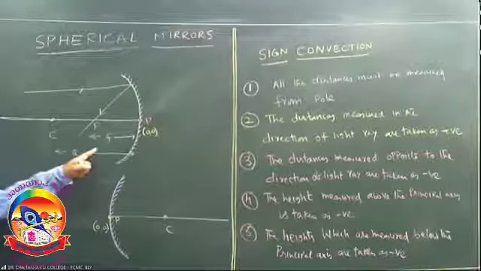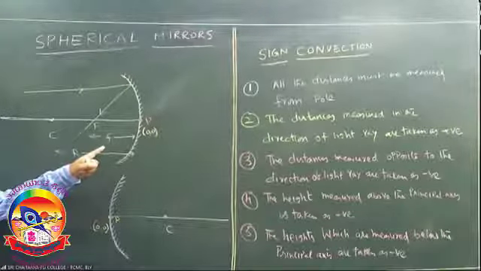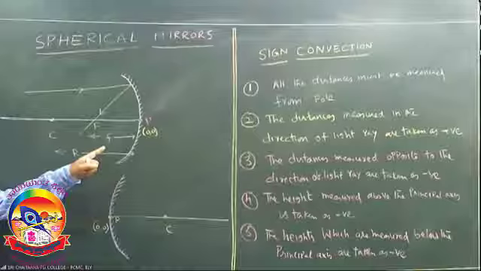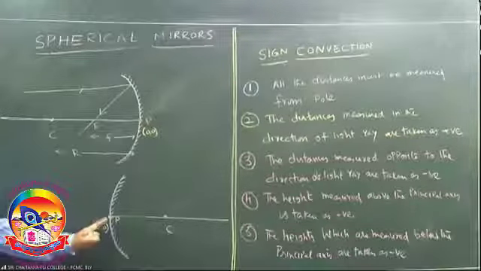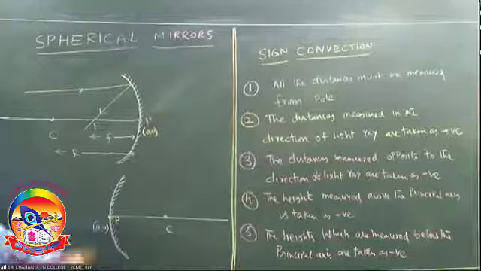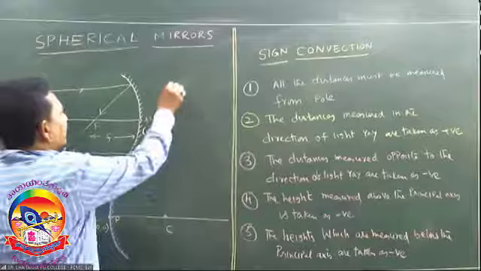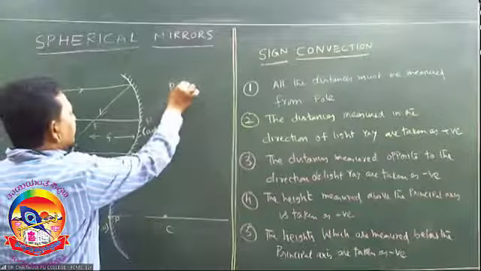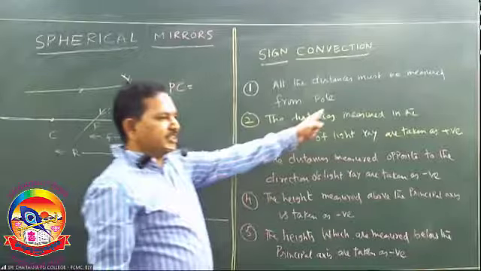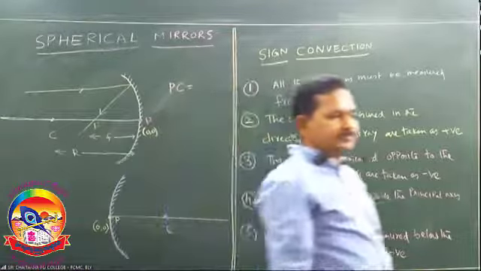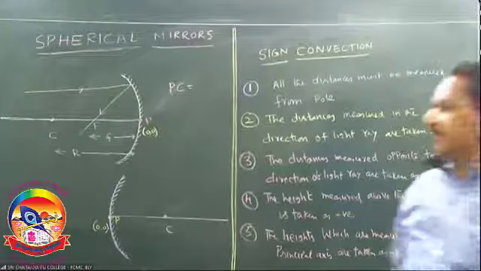I want the sign convention for the radius of curvature and also the focal length, in case of concave mirror and convex mirror also. What is the radius of curvature? From where to where are we taking it? From P to C, because all the distances are measured from the pole only. P to C is the radius of curvature.